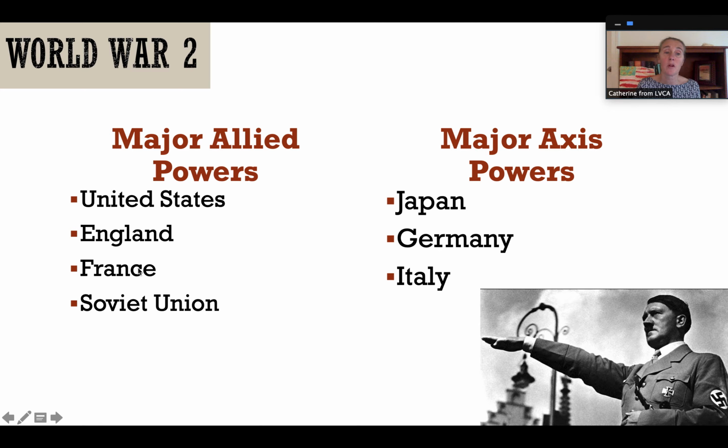For part of the war, half of France had been defeated by Germany, so France was not able to really fight as part of the Allied Powers for most of the war. The major Axis powers were Japan, Germany, and Italy. And this is a picture of Adolf Hitler, who was the leader of Germany during World War II.